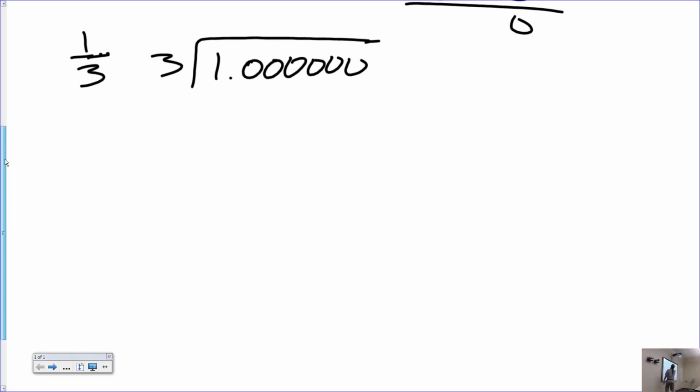Anyways, enough said. So, how many times, folks, does 3 go into 10? 3. And 3 times 3 is 9. 10 minus 9, 1. Drop down a 0. How many times does 3 go into 10?